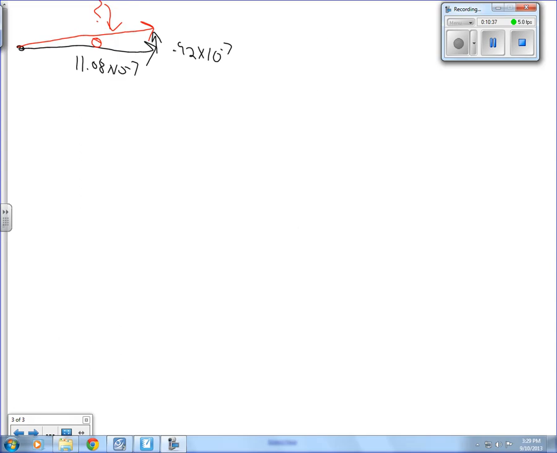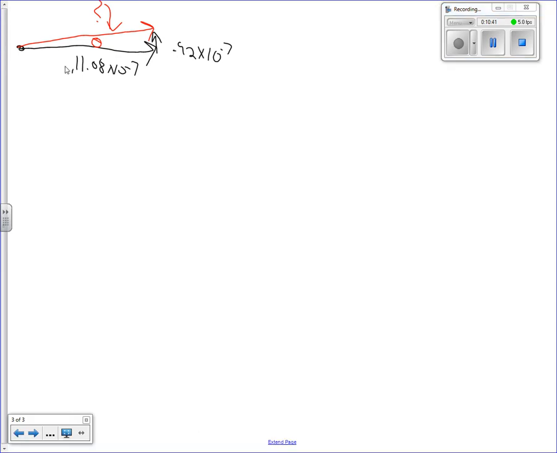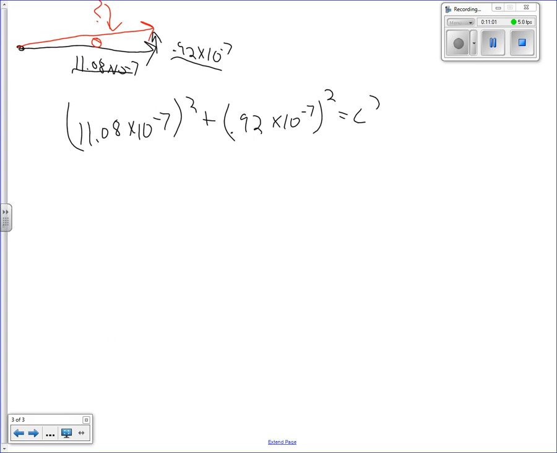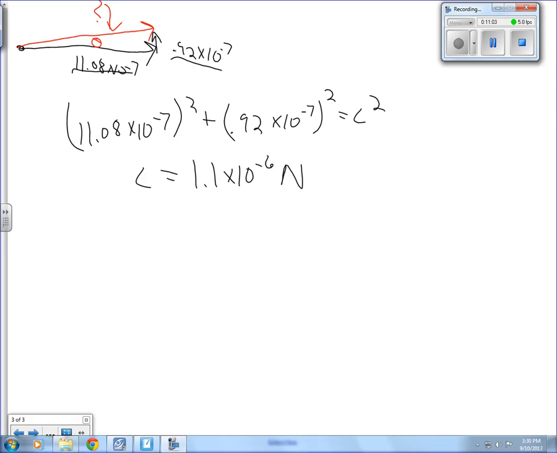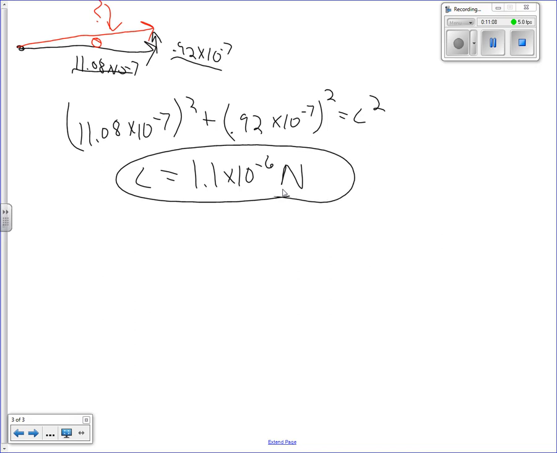So this last part's actually fairly simple. We're going to use the a squared plus b squared equals c squared principle with these two here and here, and we're going to go ahead and solve this out. So 11.08 times 10 to the negative 7th squared plus 0.92 times 10 to the negative 7th squared equals our c squared. And that equals 1.1 times 10 to the negative 6 newtons, like so. And now we just got to find the angle.